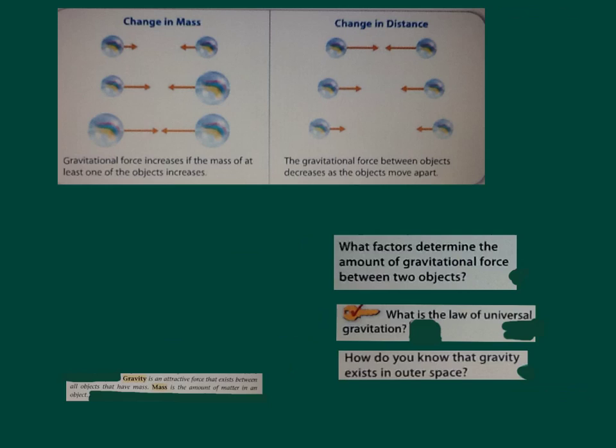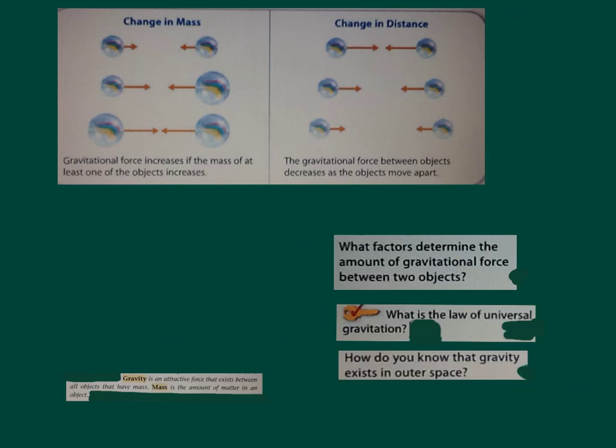Okay, now I want to talk about gravity. When you think about gravity, you think about objects falling. When objects fall to the ground, it's because Earth exerts an attractive force on them. Did you know that you also exert an attractive force on objects?